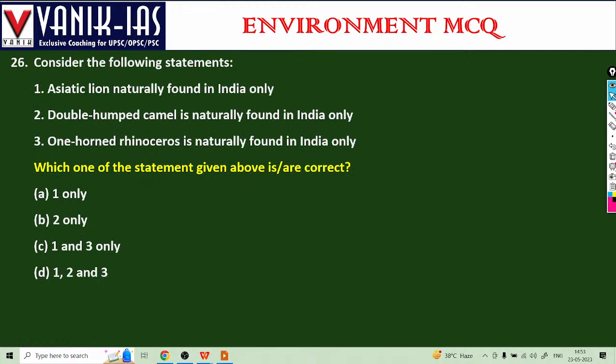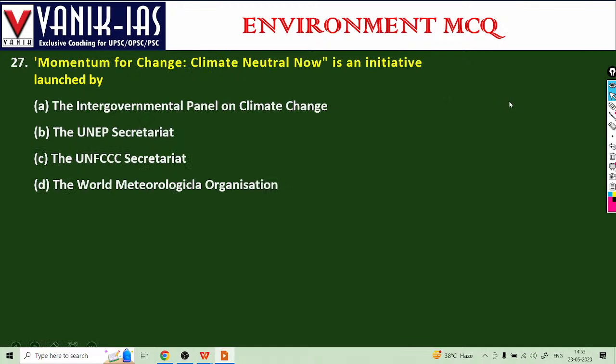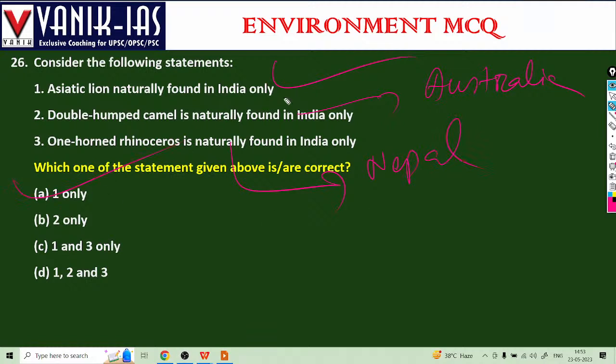Next, consider the following statements. Asiatic lion naturally found in India only. Double humped camel naturally found in India only. One horned rhinos naturally found in India only. The first statement is right. Asiatic lion is found in India only. Double humped camel is found in Australia. One horned rhino is also found in Nepal. So option one only is the right answer.